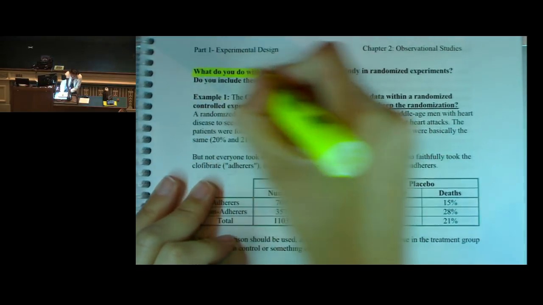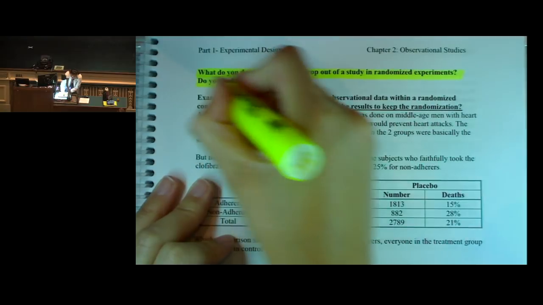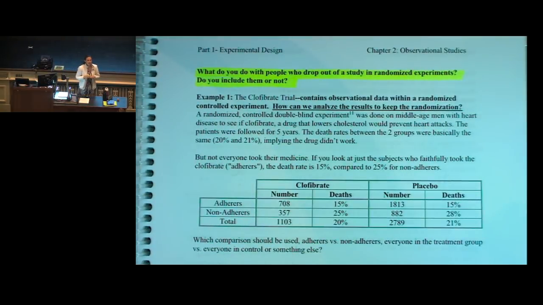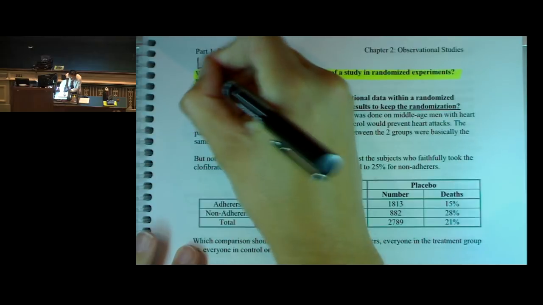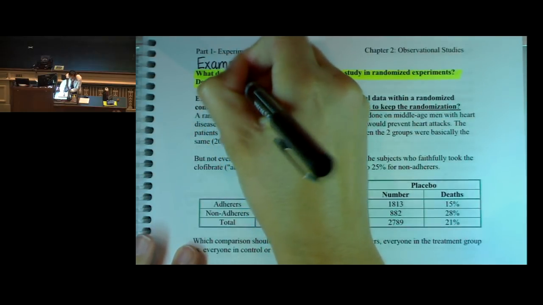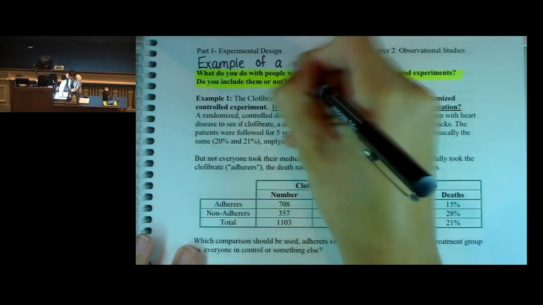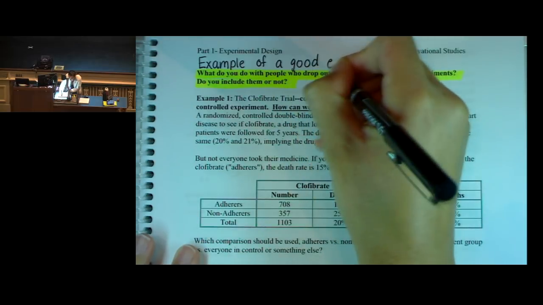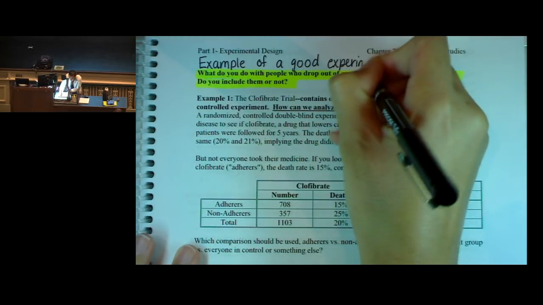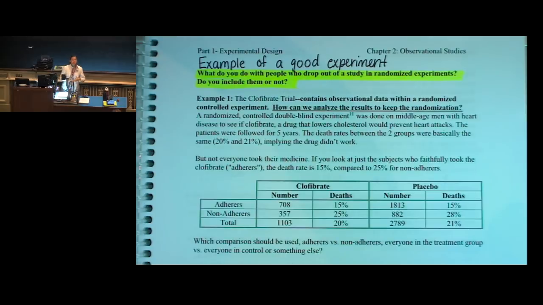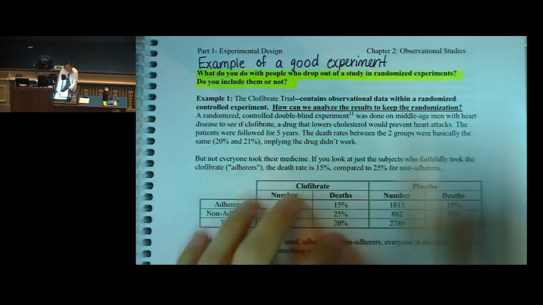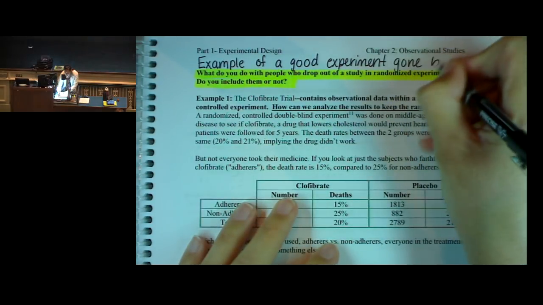Do you include them or not? Is there a rule? Should I try and find them and track them down? Should I just ignore them? Should I get rid of them from my data? What is the deal? So we're basically going to look at an example of a good experiment. We're going to look at a randomized controlled experiment where people drop out of the study. So a good experiment gone bad, I guess we can say.